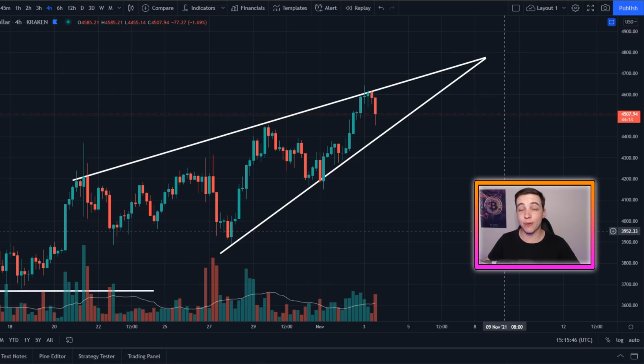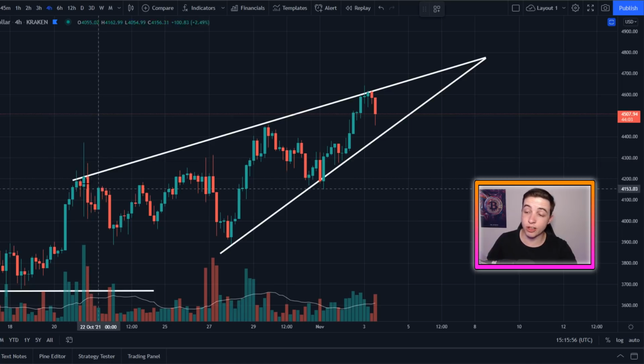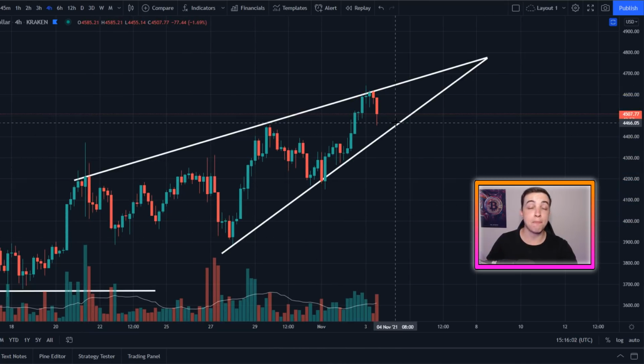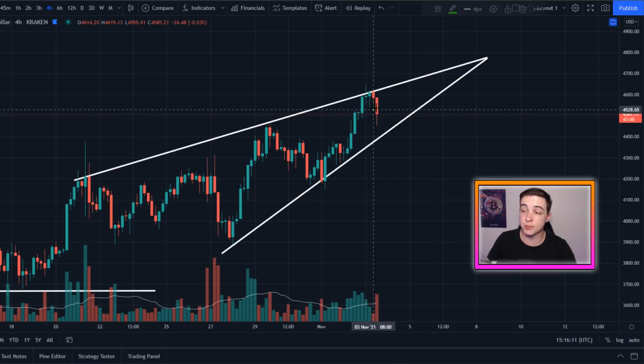But anyway, with that out of the way, let's get into this rising wedge pattern that is forming on the Ethereum chart right now, which, by the way, for the beginners out there, a rising wedge pattern is a bearish pattern, meaning that it's simply more likely to break to the downside than it is to break to the upside, but it's still not impossible for it to break to the upside. I want to make that clear.